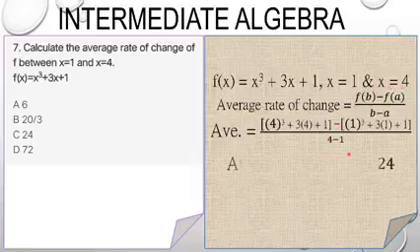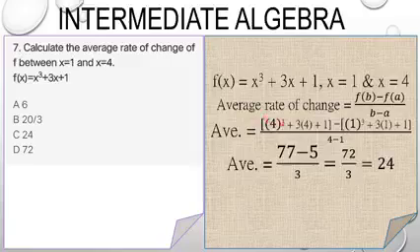Then simplified, 4 cubed is 4 times 4 times 4. That is 64 plus 12 plus 1. The answer is 77. Minus 1 cubed is 1 plus 3 plus 1. That is 5. Then over 4 minus 1, which is 3. Let's subtract. 77 minus 5 is 72. Divide by 3, the answer is 24. Thus, in number 7, the average rate of change of f between x is equal to 1 and x is equal to 4 is 24. And the answer is letter C.